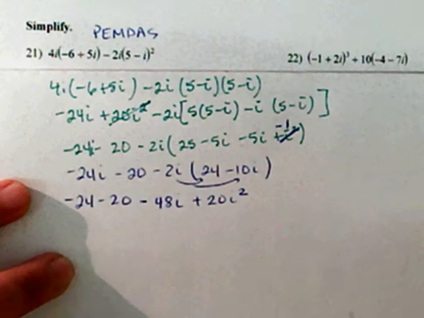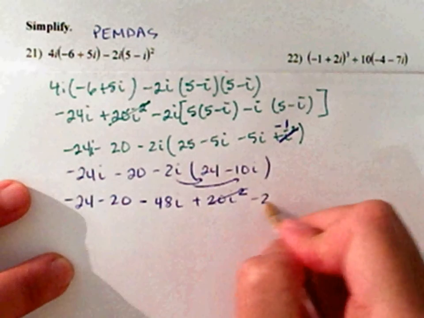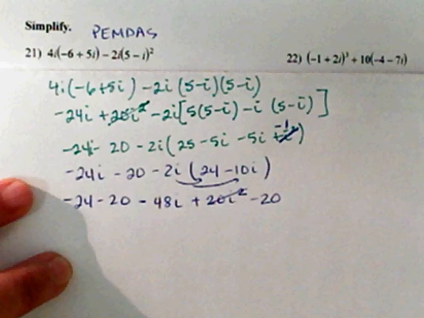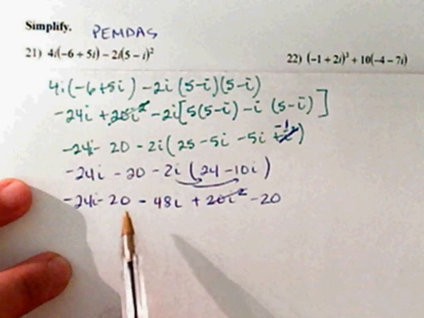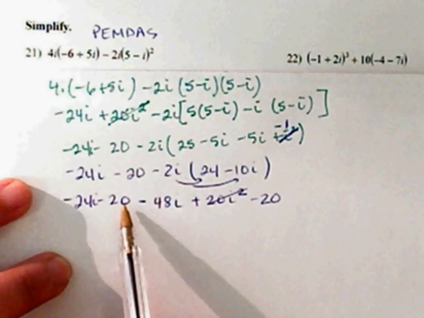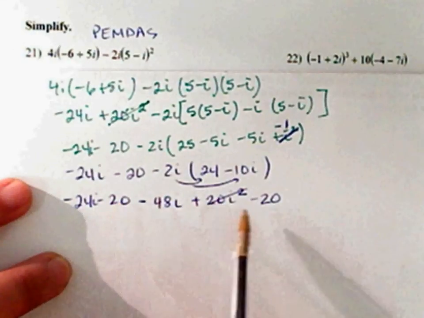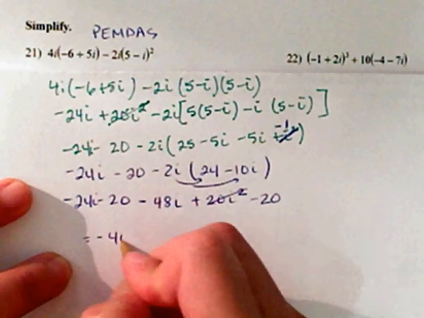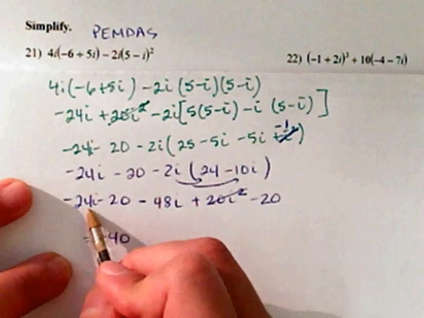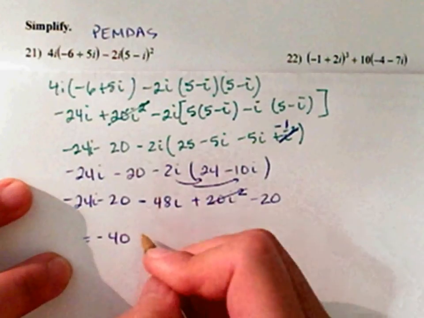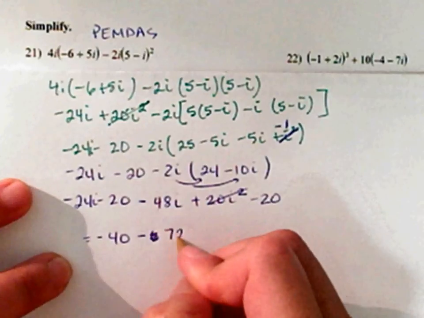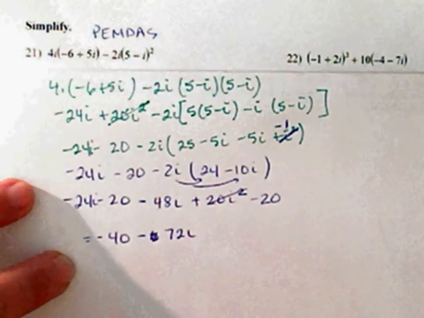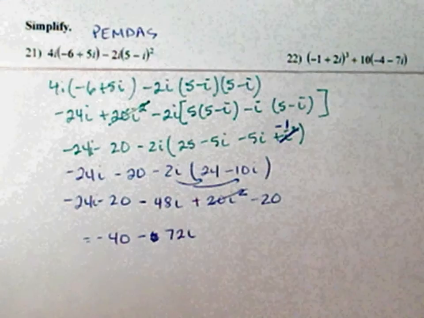Anytime you see a square, go ahead and multiply it and get rid of that i squared. Now combine your like terms. Okay? So, take care of your real numbers first. Negative 20 minus 20 is negative 40. Negative 48i minus 48i is negative 60, my apologies, negative 72i. And there you have your solution. And that's number 21. Okay?